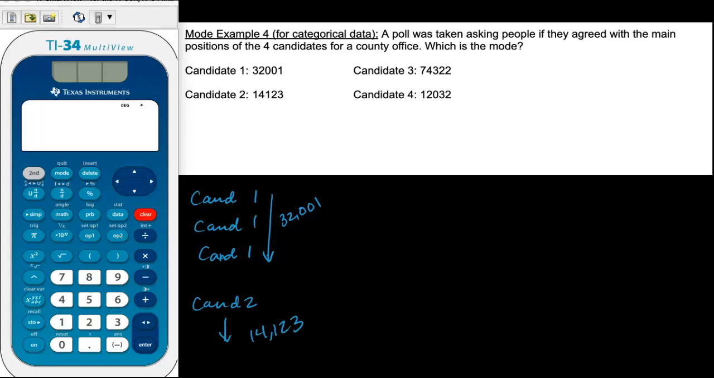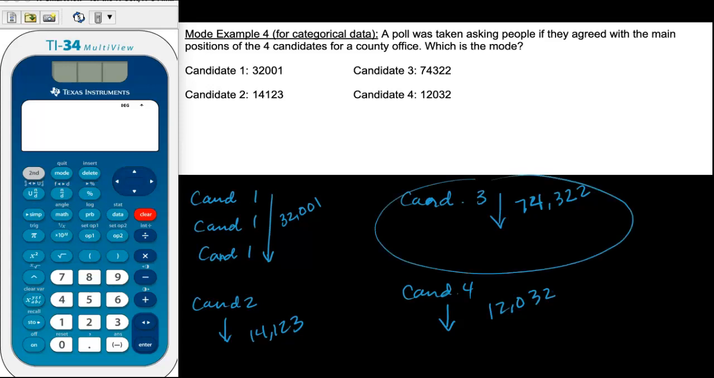There's 14,123 times that somebody voted for candidate 2. And for candidate 3, that's going to occur 74,322 times. And then candidate 4, imagine that listed out 12,032 times. You almost have to visualize this picture of all of those votes listed out and then ask yourself, which one occurred most often? Candidate 3 occurred most often because it had 74,322 votes, which beat the other votes. So in this case, the answer for mode would be candidate 3, since that candidate had the most votes.